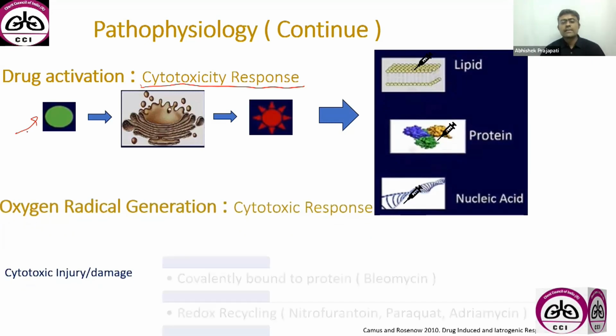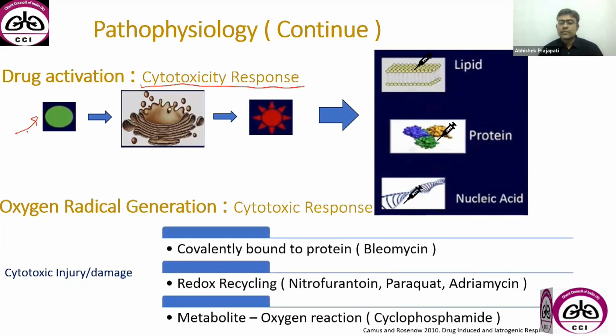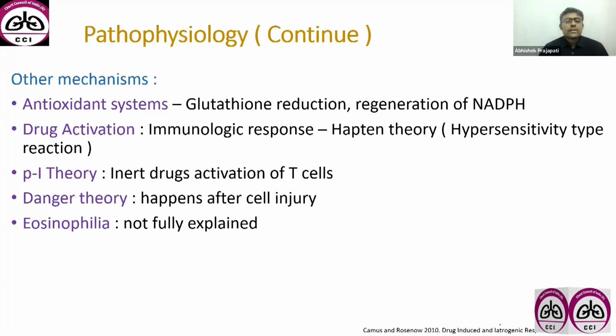Here, cytotoxic injury or damage happens by covalent binding to protein, mostly with bleomycin; by redox recycling, as in nitrofurantoin, paraquat, or adriamycin; or by metabolic oxygen reaction, which happens mostly in cyclophosphamide-induced lung injury. Other mechanisms include antioxidant systems, drug activation, PI therapy, or activation of T cells. Danger theory means damage to the whole lung, which is also called diffuse alveolar damage. And eosinophilia is the most common type we would have experienced, but none of the above theories explain the reason for eosinophilia.